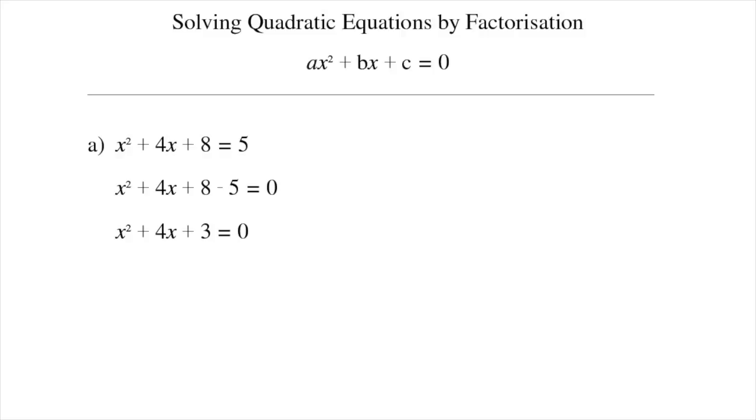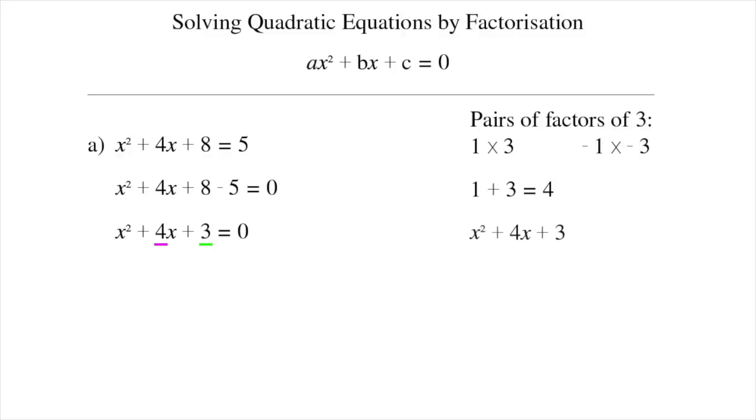So remember, in order to factorise, we want to find the pairs of numbers which multiply to give 3, but also add to give 4. Let's start by listing pairs of factors of 3. Well, it can only be 1 and 3, or -1 times -3. But if we look at 1 and 3, 1 plus 3 is equal to 4. So we have that x squared plus 4x plus 3 is equal to x plus 1 times x plus 3.